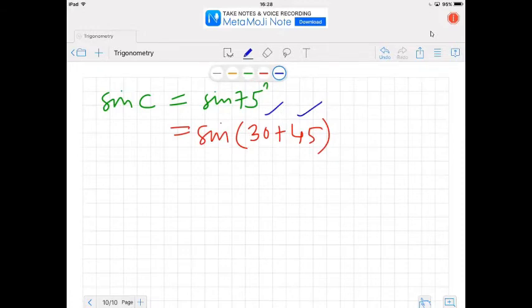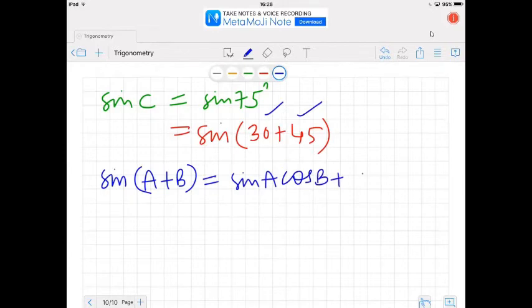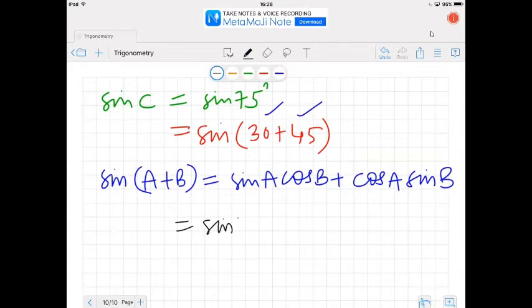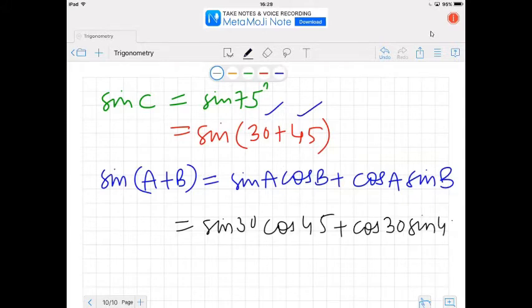And I also know that this is of the form sine of A plus B. So if you all recall this from the 11th standard that you all have studied, sine of A plus B is equal to sine A cos B plus cos A sine B. This is the standard formula for sine of A plus B. Okay. So I'm going to use this formula to find out the value of sine 75. That is sine 30 cos 45 plus cos 30 sine 45.